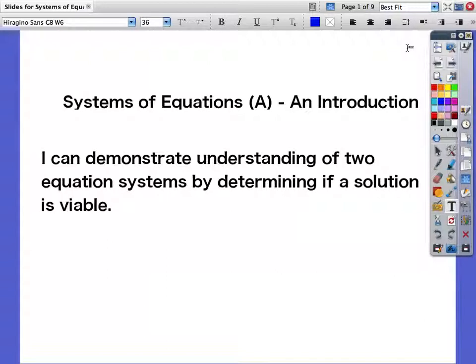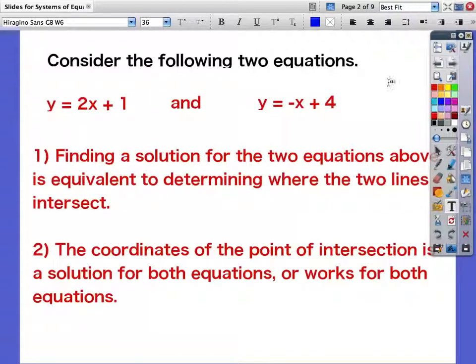Before we get into this, let's talk about what a system of equations is. A system of equations is basically two or more equations with the corresponding number of variables. So if I have two equations here, I'm going to have two variables, x and y. If I had three equations, I'd probably have x, y, and z. And basically, that comprises the system.